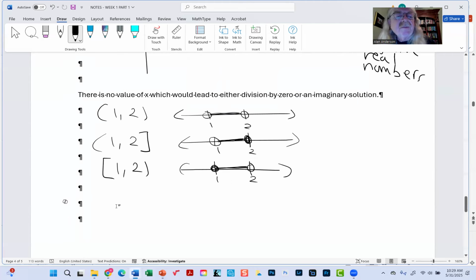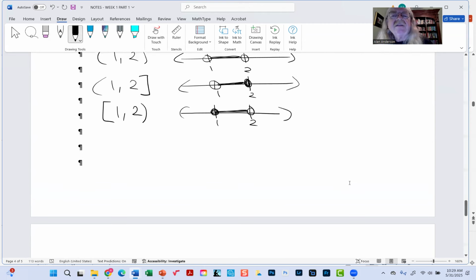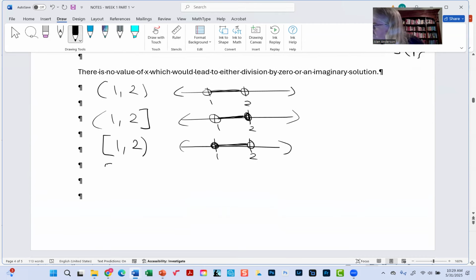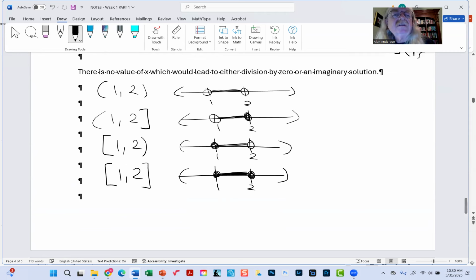And then the fourth possibility is that both, actually, I think I better be a little neater here. Oh, that's better. Okay. And then if you have two square brackets, that means both endpoints are included in this interval. And of course, everything in between, that's understood. Okay, so those are the four possibilities.